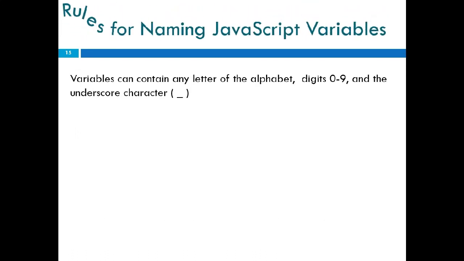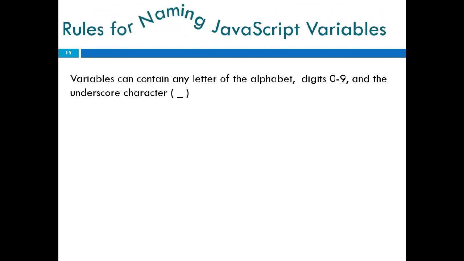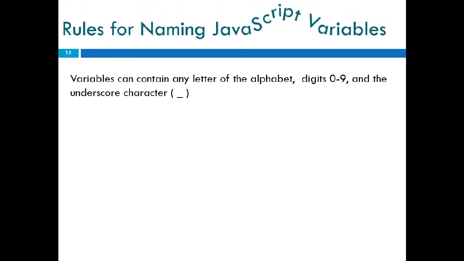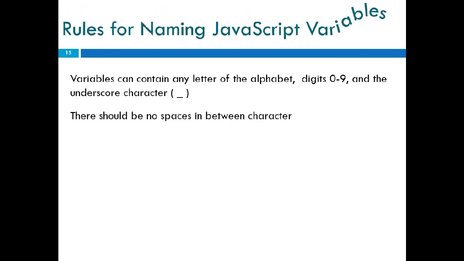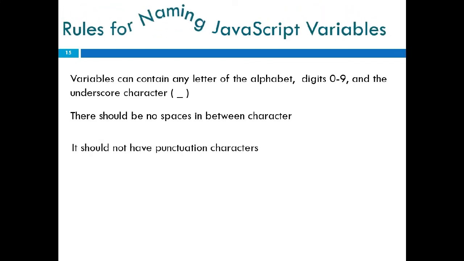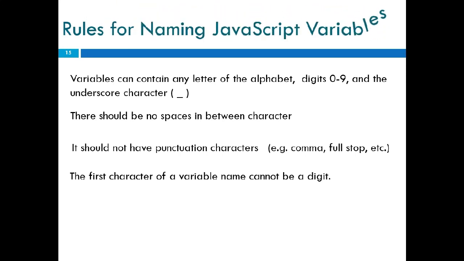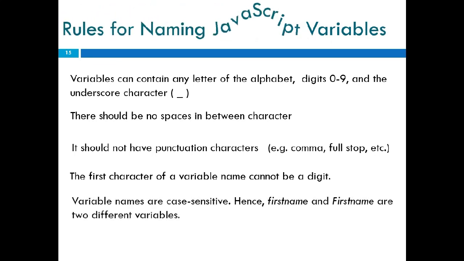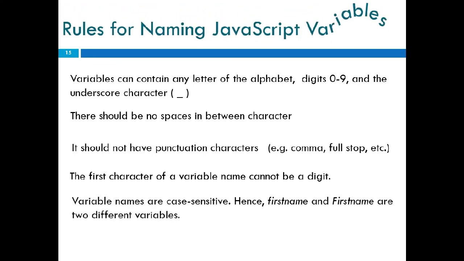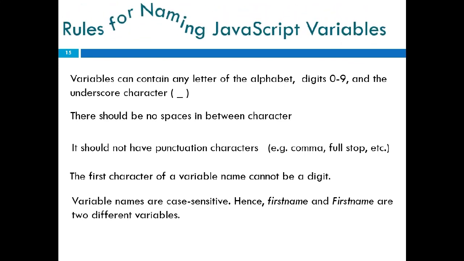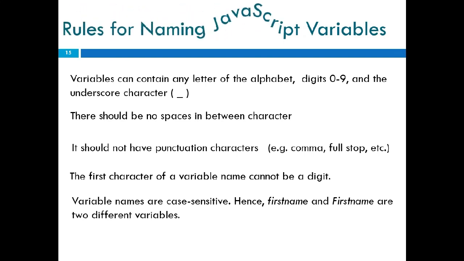Variables can contain any letter of the alphabet, 0 to 9 digits, and the underscore character. There should be no spaces in between characters. It should not have punctuation characters. The first character of a variable name cannot be a digit. Variable names are case sensitive, hence first name with the lowercase f and first name with the uppercase f are two different variables.